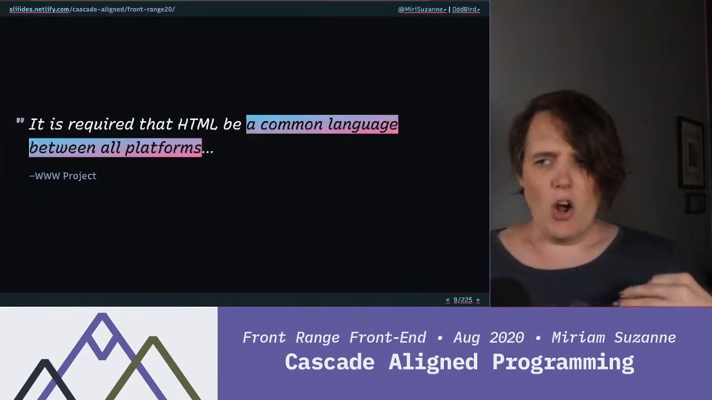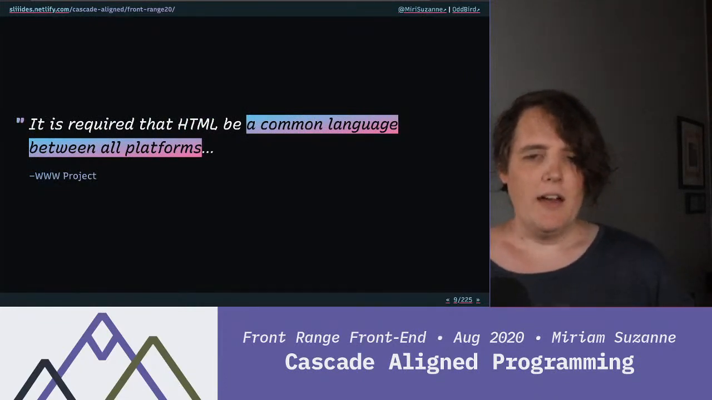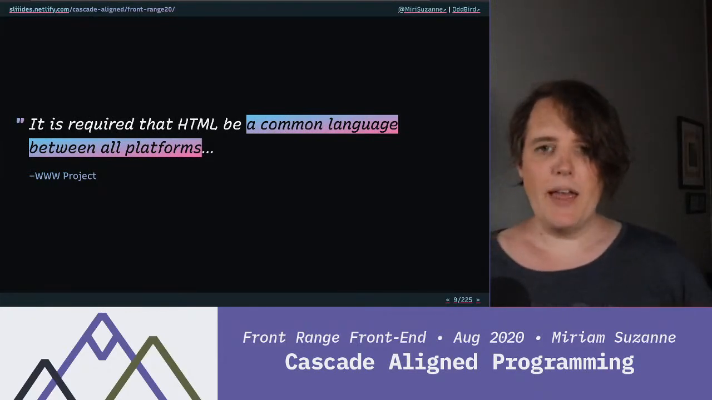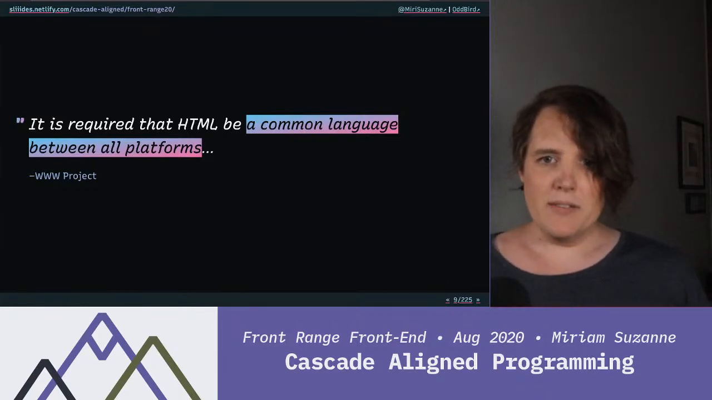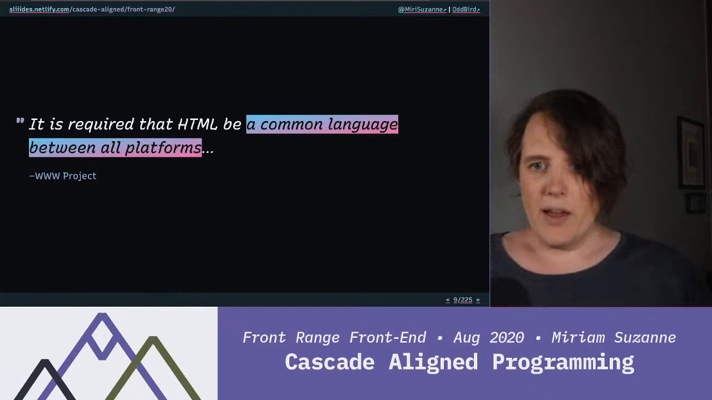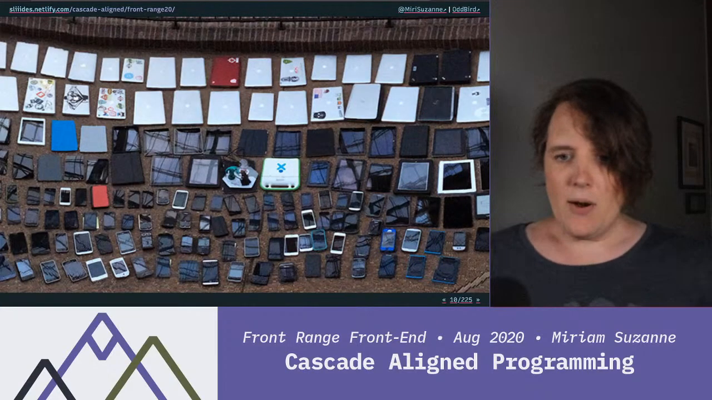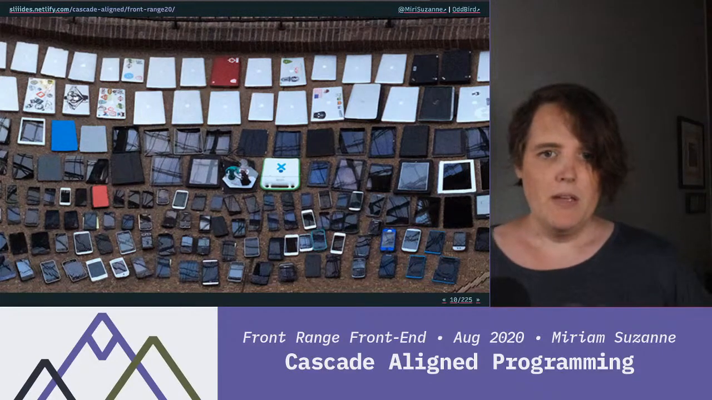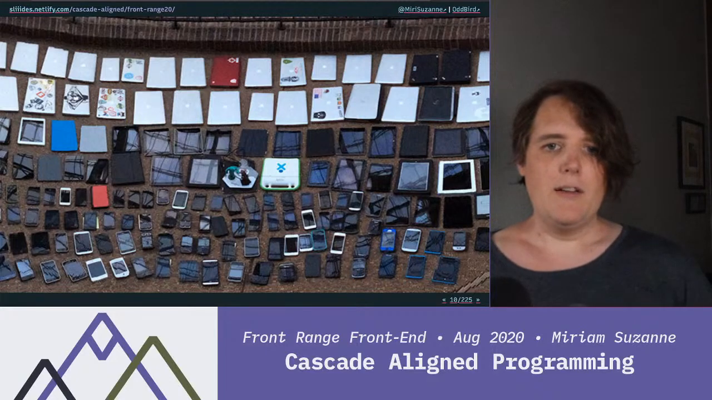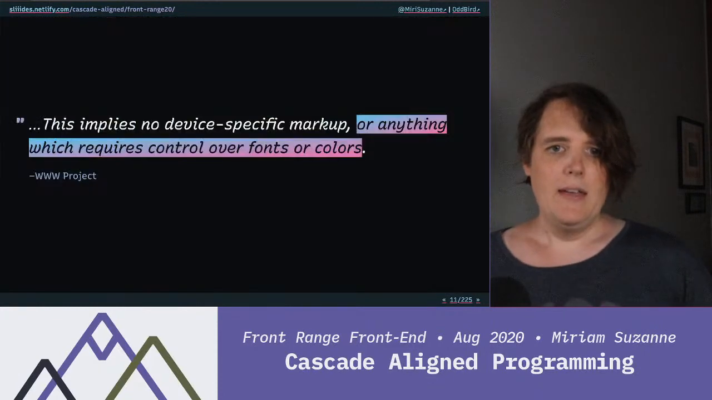And on that initial website, the WWW project, it says very clearly, if this is going to work, HTML has to be a common language between all of these platforms. It's going to have to work everywhere, or we're basically just recreating a new operating system. And that's good because now we have all of these different devices, all of them accessing the internet from different browsers. So the web has to work in all these places, and they planned ahead for that.